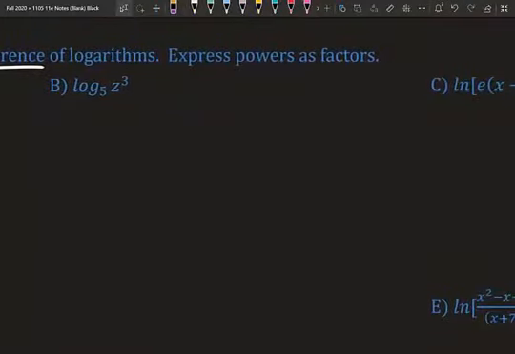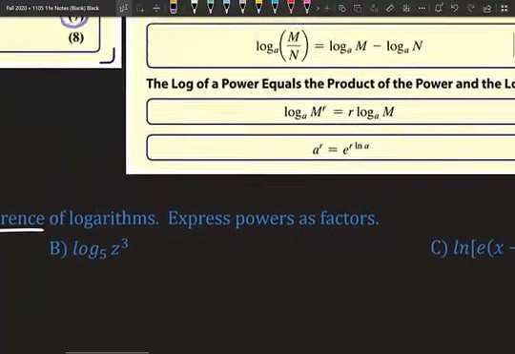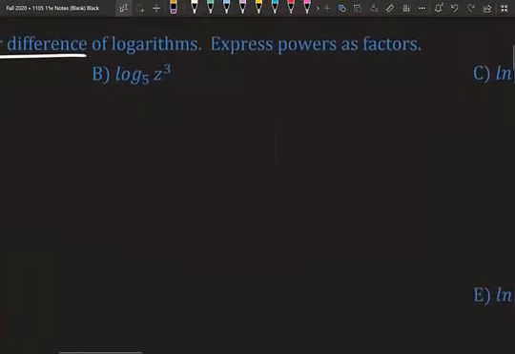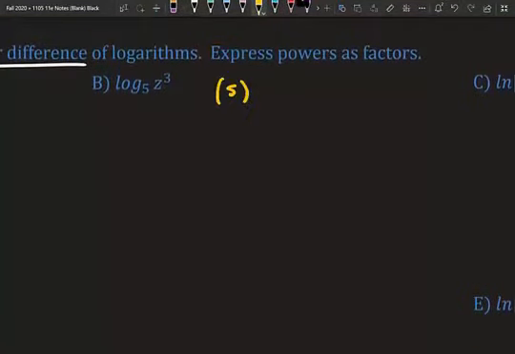All right, going to B, we have log base 5 of z cubed. Now, they're not being multiplied. There's no division, none of that. So the only thing that we can do with log base 5 of z cubed is we can move the exponent over using property 5. So using property 5, we're going to move over the exponent. So we'll have 3 log base 5 of z.